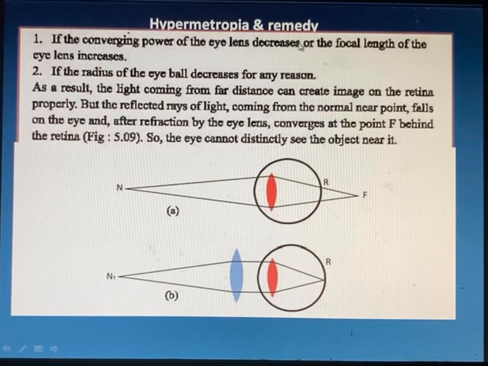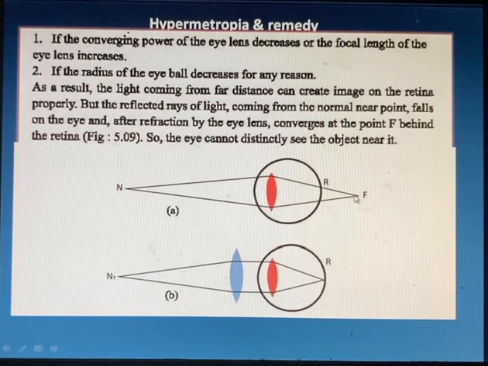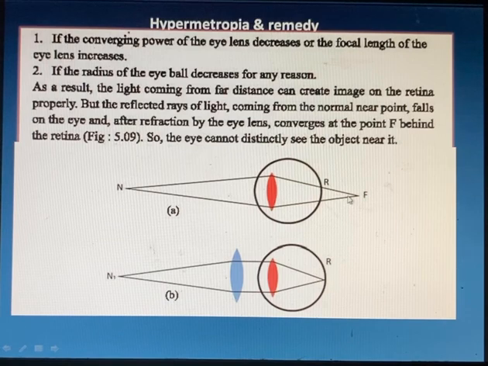Another reason is the focal length of the eye lens increases. Of course, we know what is the focal length. The focal length should be from here to there, but here the focal length is increased up to there, right? What would be the normal focal length? This would be the normal focal length, the distance between the principal axis of the light rays and the focus. However, how to solve this problem?